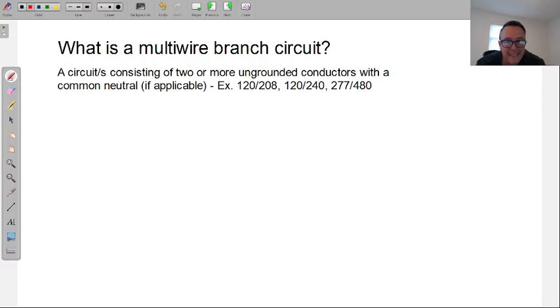So a multi-wire branch circuit is this. A circuit, branch circuit, consisting of two hot conductors with a common neutral, and important that we understand, we'll talk about this, when the neutral is used in that multi-wire branch circuit. Examples of voltages are these: 120/208, 120/240, and now as we get into industrial, you'll get into the higher voltages of 277 and 480, which I'll have all three of these examples with a panel.